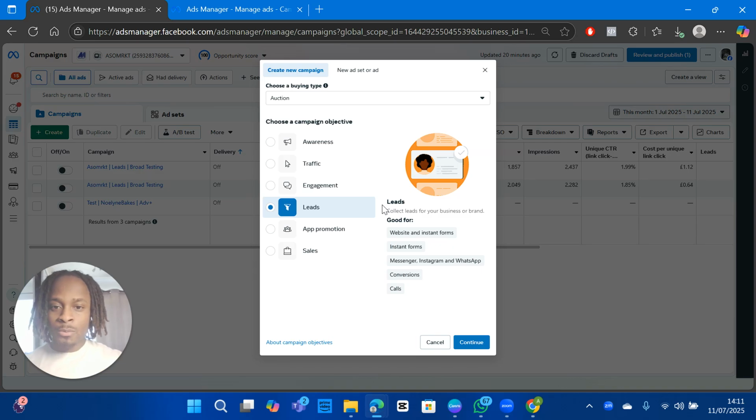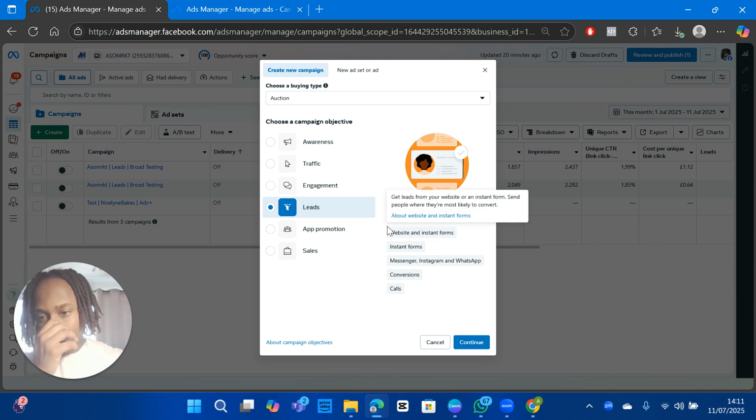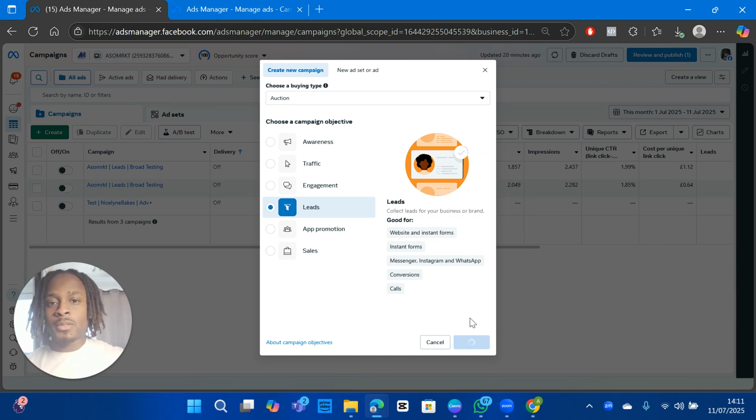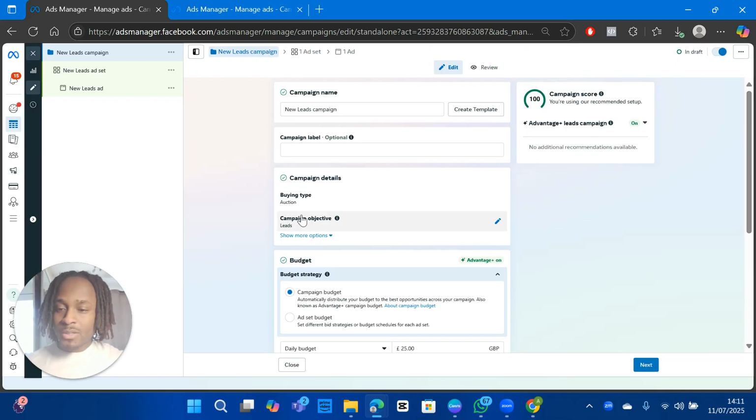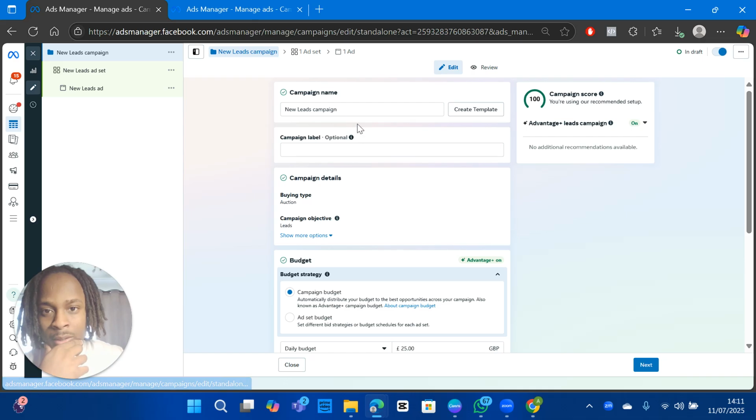But today I wanted to go over the ad side and show you guys how I would set up a lead generation ad for a client. So we start up with a new campaign and we go into, obviously, a lead campaign.